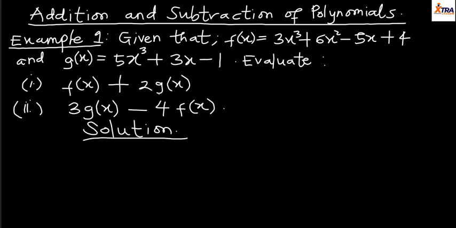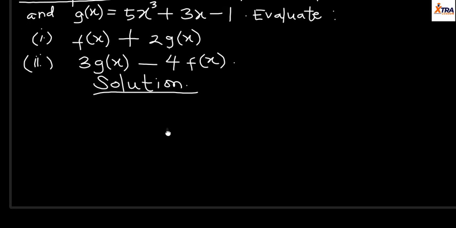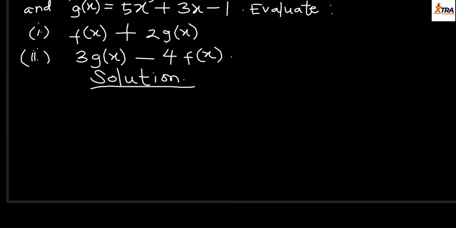Now, in example 1, we are given that f of x is equal to 3x cubed plus 6x squared minus 5x plus 4, and g of x is given as the polynomial 5x cubed plus 3x minus 1. Then we are told to evaluate, for Roman figure 1, f of x plus 2g of x. The first thing to do in mathematics is always to bring out your parameters.